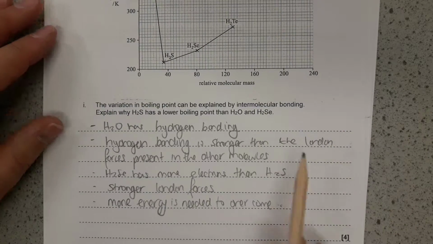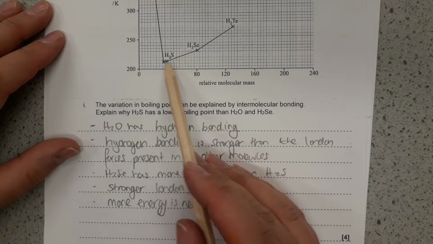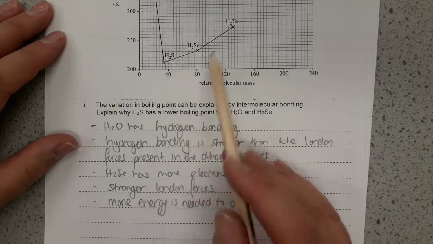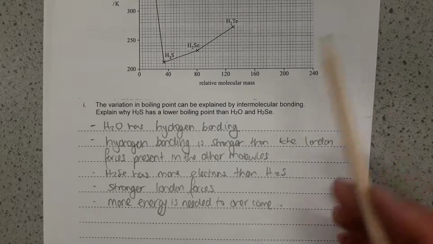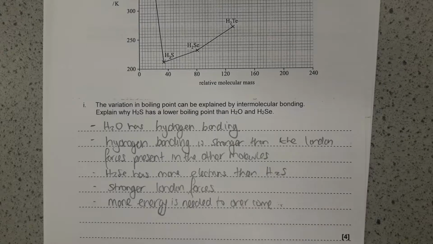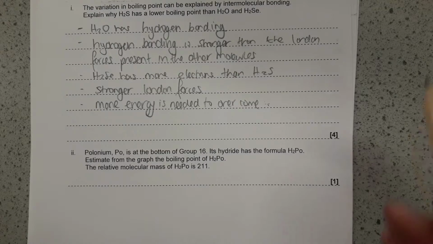And you could approach this question from the alternative perspective, and talk about H2S having fewer electrons than H2Se, meaning there are weaker London forces and the energy needed to overcome them is lower. It doesn't matter which direction you take it from, as long as you fully explain in terms of electrons what's going on. Part 2. Polonium is at the bottom of group 16.